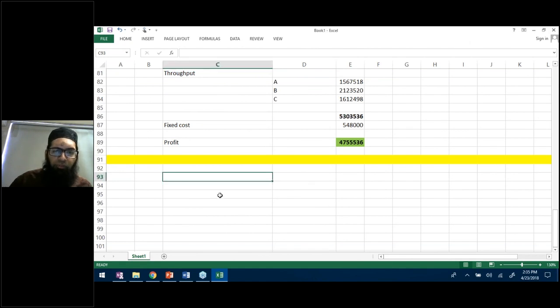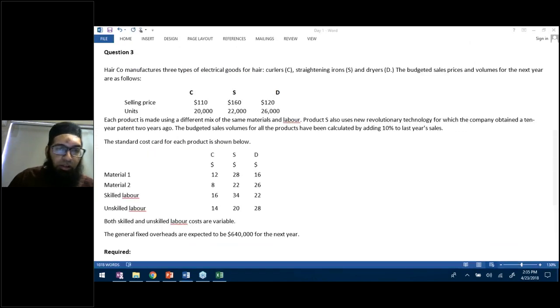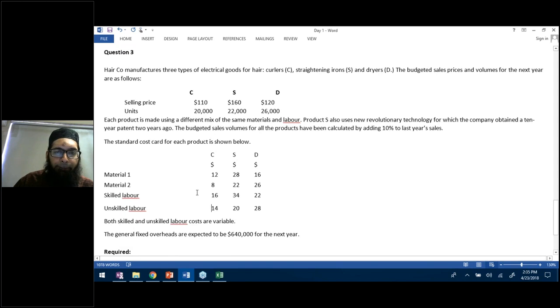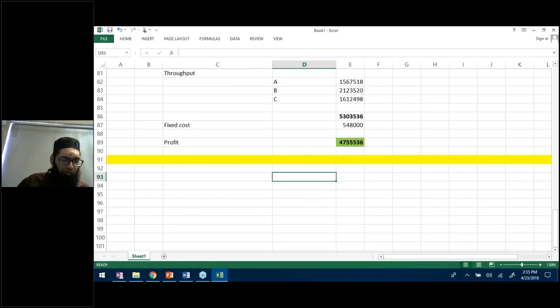So in this question, we have to calculate the weighted average CS ratio first of all. And so we have 3 different products. One is product C, then we have S, and then we have D.